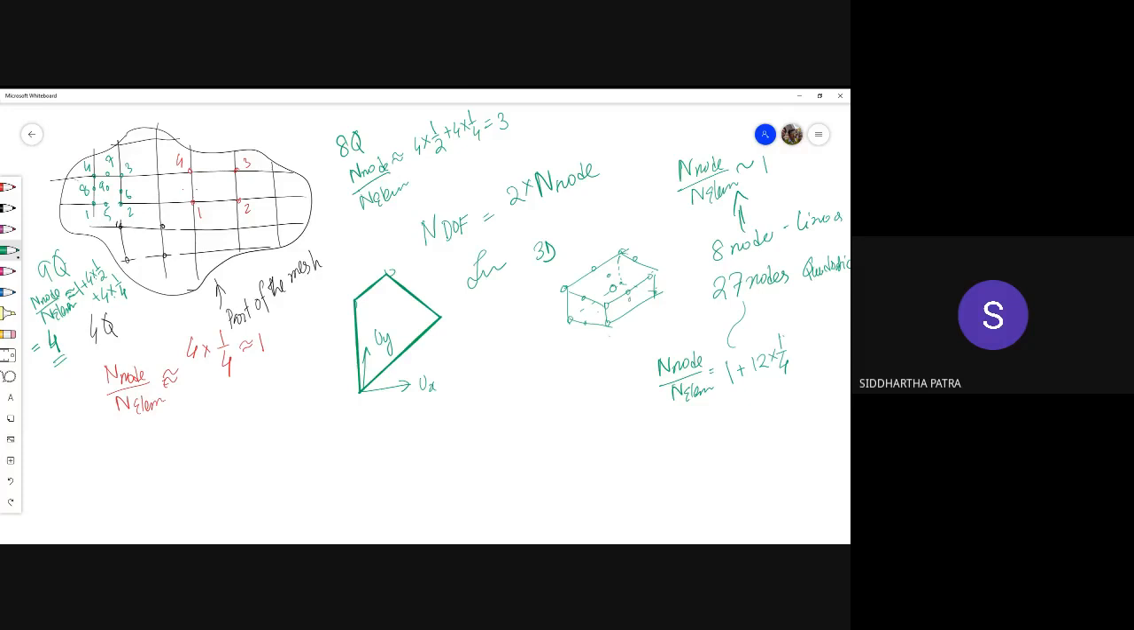Now there are a total of 6 faces. So 6 times, and each face would be shared with 2 elements, so 6 times half, plus one mid body node, that is one additional node. Hence the number of nodes to number of elements ratio for a large mesh is going to be a total of 8.